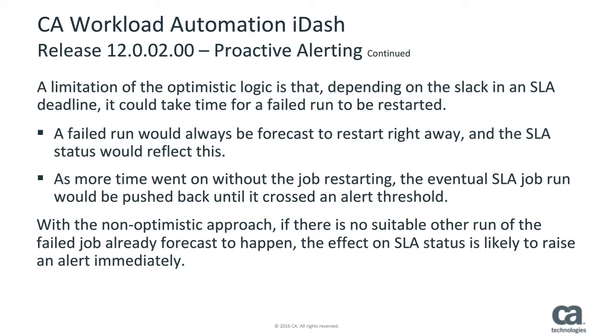With the optimistic logic, a failed run would always be forecast to restart right away, and the SLA status would reflect this. As more time went on without the job restarting, the eventual SLA run would be pushed back until it crossed an alert threshold. This could take some time depending on the amount of slack in an SLA deadline. With the non-optimistic approach, if there is no suitable other run of the failed job already forecast to happen, the effect on SLA status is likely to raise an alert immediately. The earlier an alert is raised by iDash, the more time you will have to take corrective action.